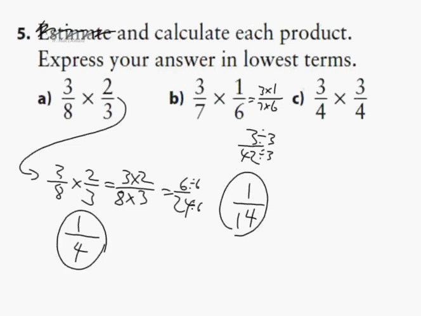And the last question, 3/4 times 3/4. 3 times 3 over 4 times 4 is 9/16. The last question, which is usually supposed to be the hardest, is actually the easiest because it is in lowest terms. 9/16 is your answer.